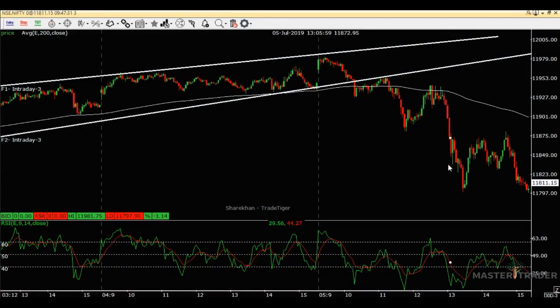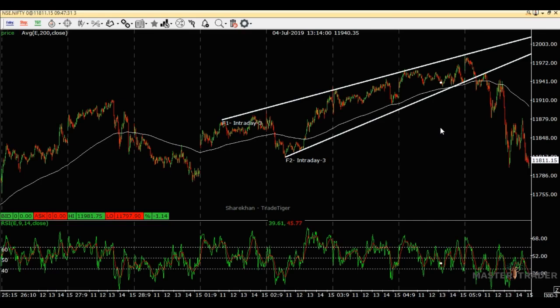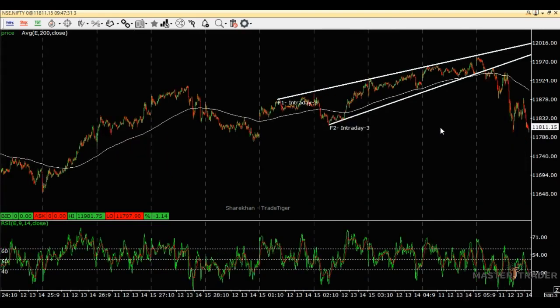So now if we have sold here, maybe we could have covered near 11,900 because that was a strong support. And so now 11,900 is breaking. So then we have to go further and see what else we can infer from the charts.